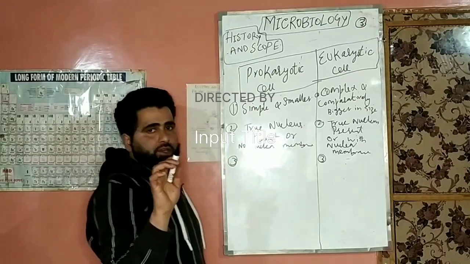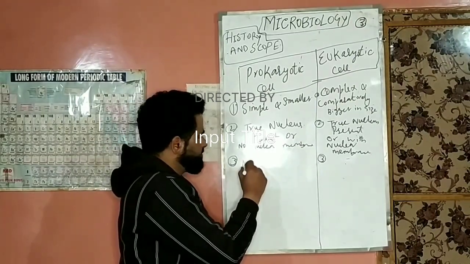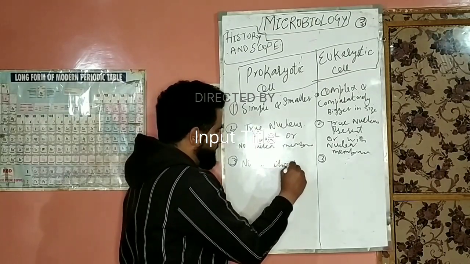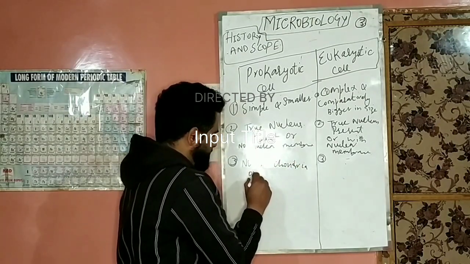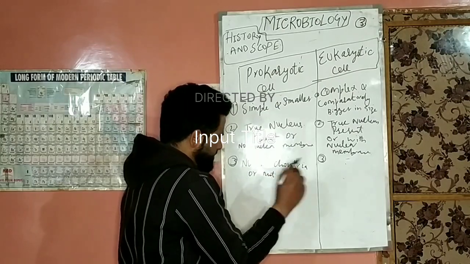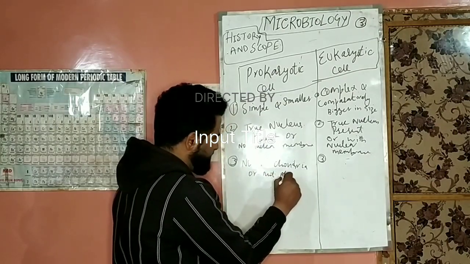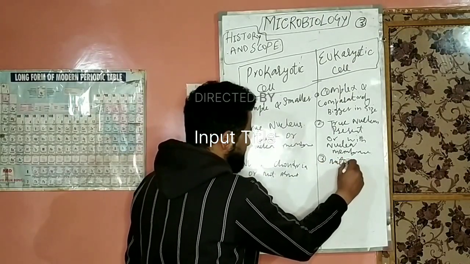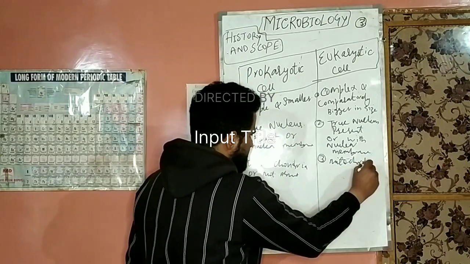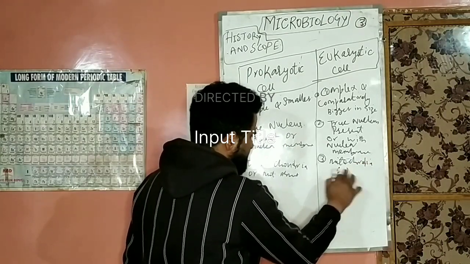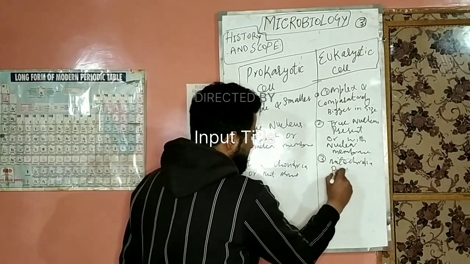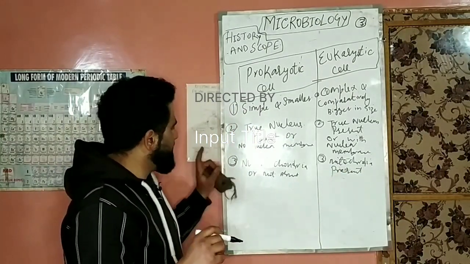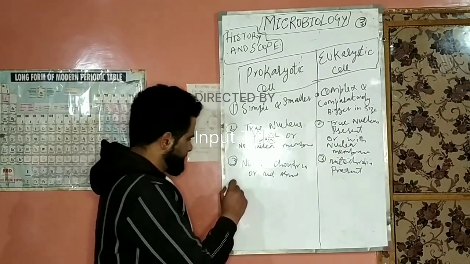Number 3: in prokaryotic cell, no mitochondria, mitochondria absent. In eukaryotic cell, mitochondria present.